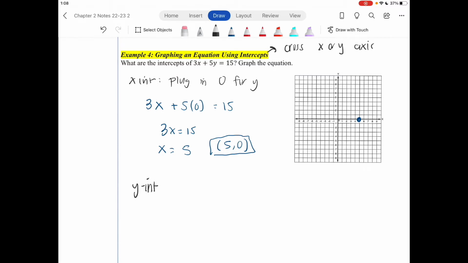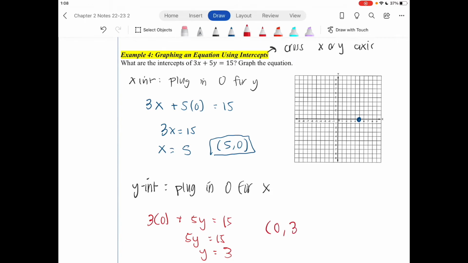Now, if we're going to find the y-intercept, we're just going to do the opposite. We're going to plug in 0 for the x value. So this would be 3 times 0 plus 5y equals 15. So 5y equals 15. And y equals 3. If we put this together as a point, we said the x value is 0 and the y value is 3, and we'll have our coordinate. We can plot that here on our graph.